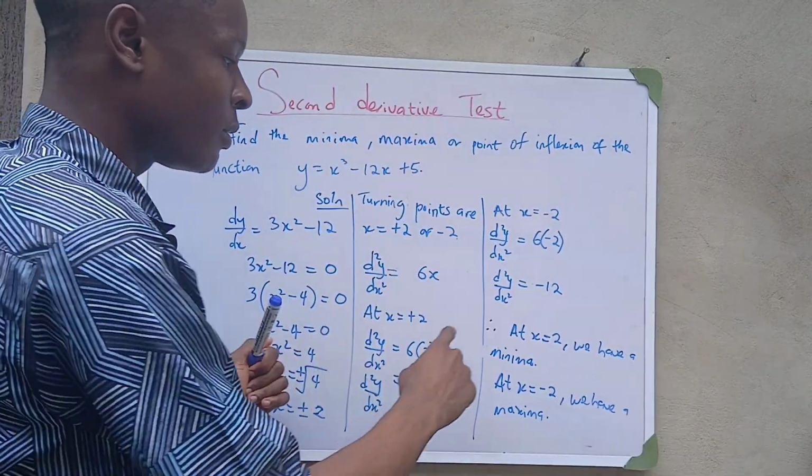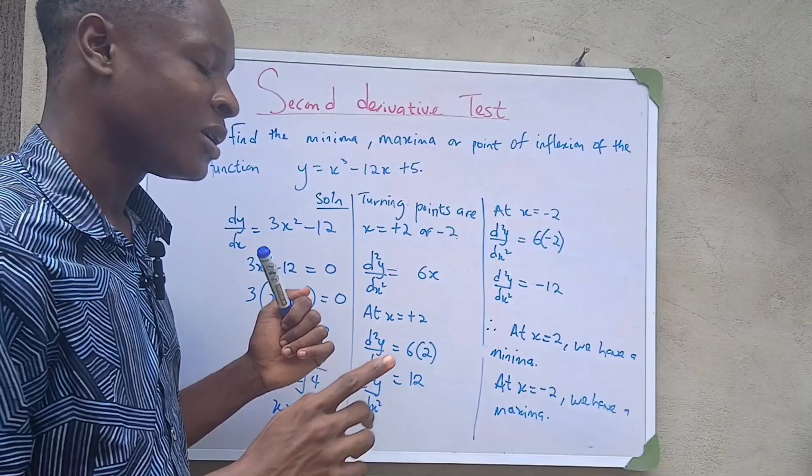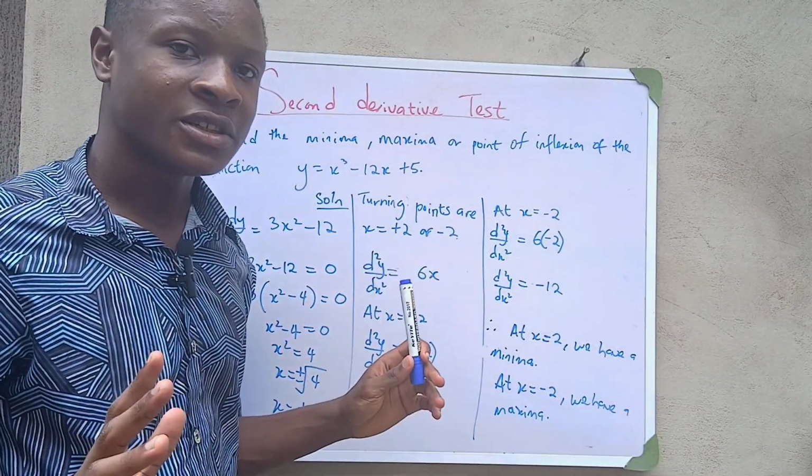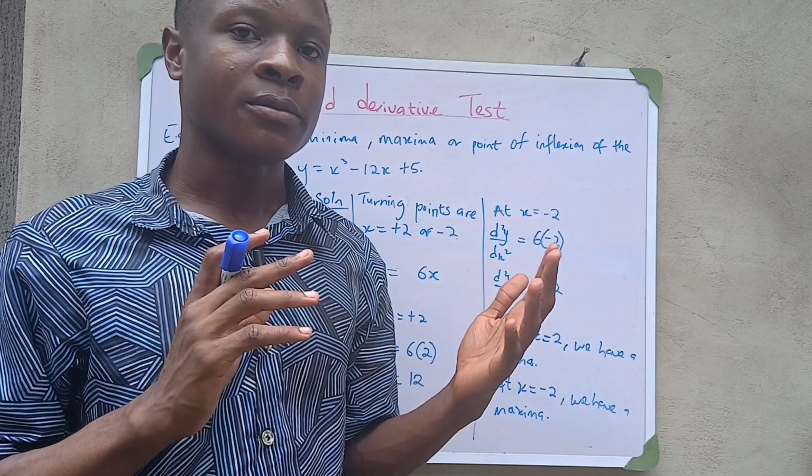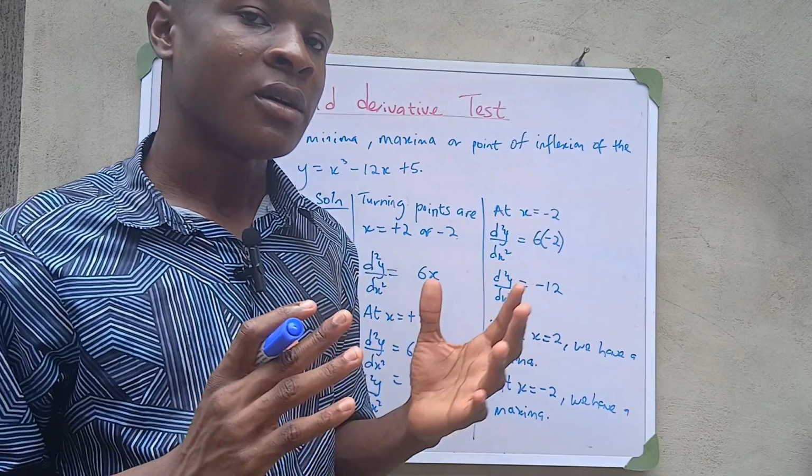If d²y/dx² is equal to 0, that means we have a point of inflection. So that is just it. It's very, very easy, an easier way of finding the minima and maxima of a function.